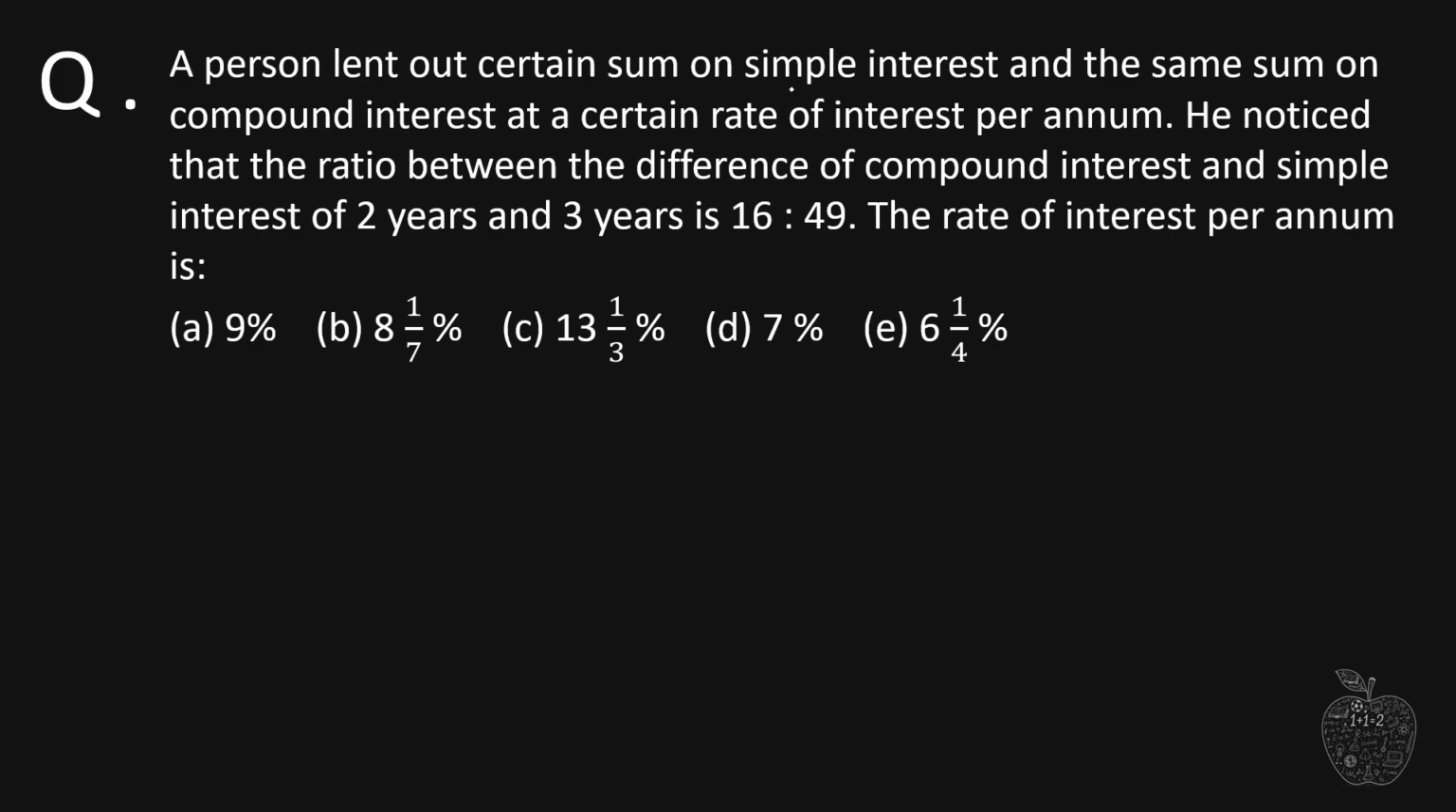A person lent out a certain sum on simple interest and the same sum on compound interest at a certain rate of interest per annum. He noticed that the ratio between the differences of compound interest and simple interest for 2 years and 3 years is 16:49. The ratio of the rate of interest per annum is what?